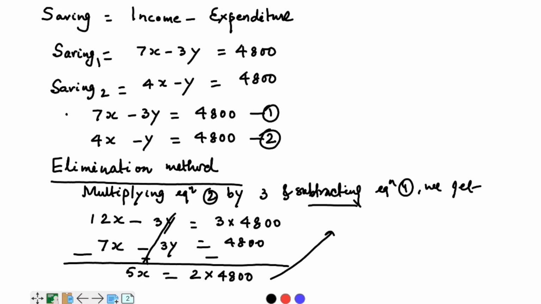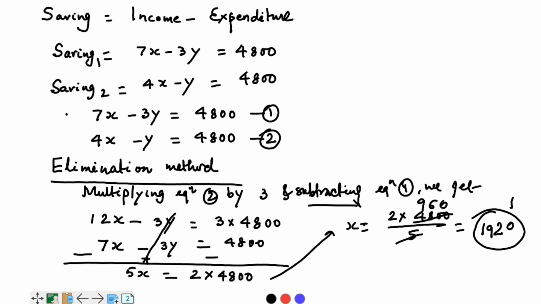Now, x equals 2 multiplied by 4800 divided by 5. Doing the division, it comes out to 1920. So x is 1920.